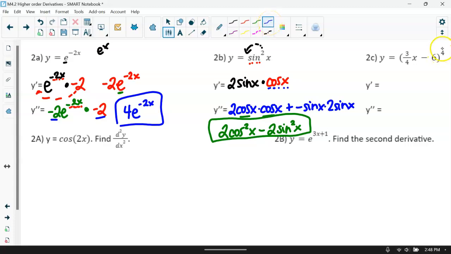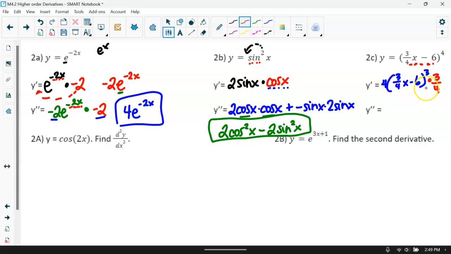So we've got our power rule. So we're going to bring down here, right, because this is our outside. So 4 times 3/4 x minus 6, right? Bring this down, but now raise to the third power, right? Subtract 1. Now multiply that by the derivative of the inside function. Well, that's just 3/4. Because here, remember, right, derivative of -6 is just 0.